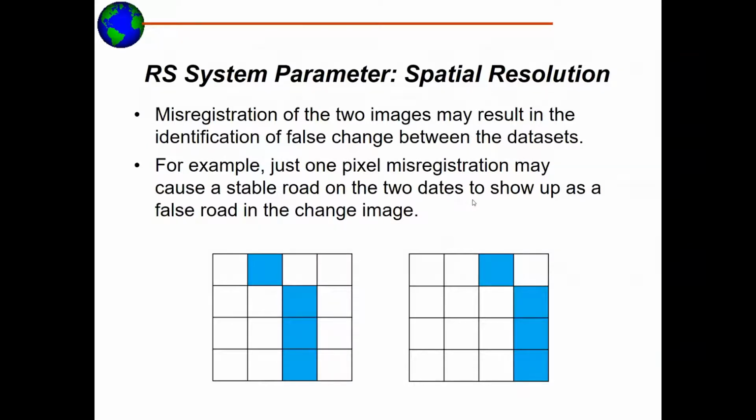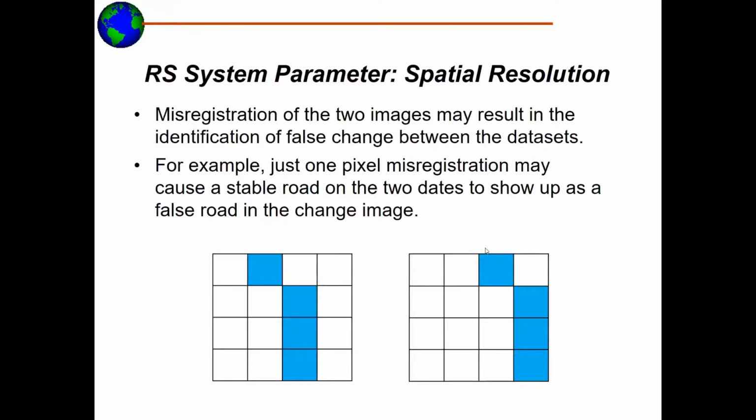The second thing when it comes to spatial resolution is misregistration of one of the images. Say that you have a river that runs through your area that you are studying, and then you have one image from 1980 and another one from 1990. If one of the images has been misregistered when doing the georeferencing, this can have really big consequences on a change detection analysis.